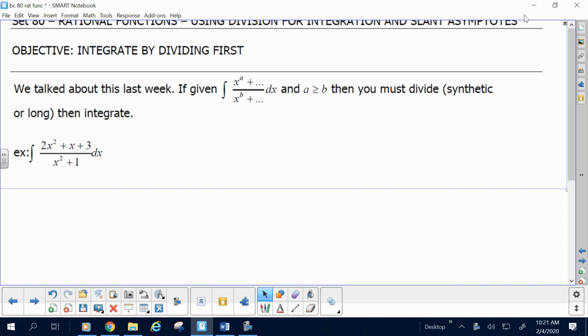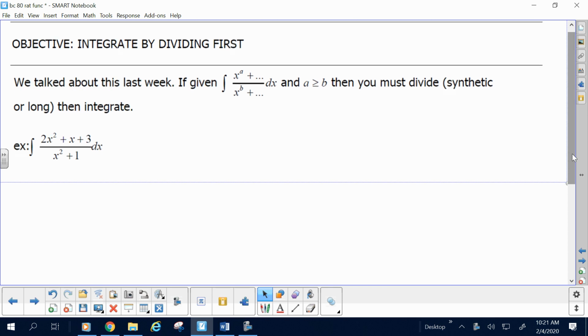All right. Would you try? This is actually something we've done recently, so it should just take a second. Today's lesson is a lot of rational function graphing and integrating. So, why do I have to divide this first?